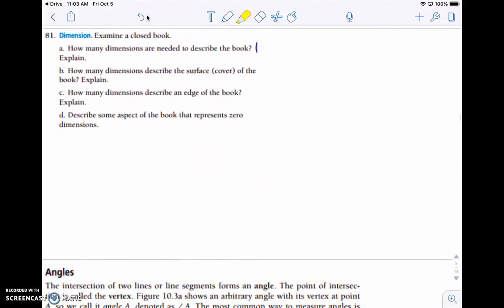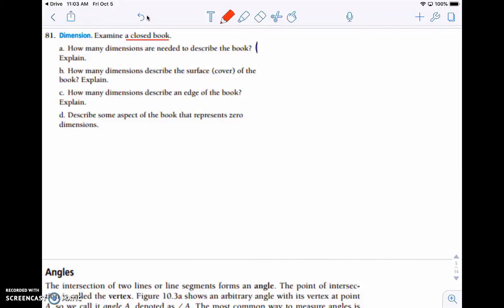Okay, let's look at dimensions here. So if you were to examine a closed book, so imagine you had any book and it's closed, seen in front of you, how many dimensions are needed to describe the book?